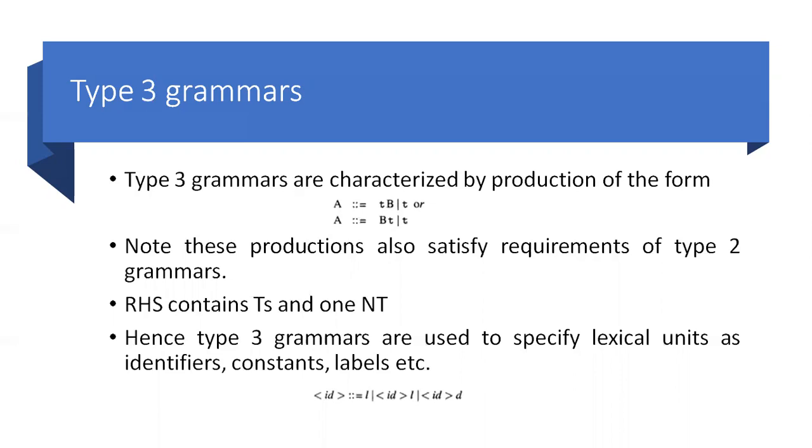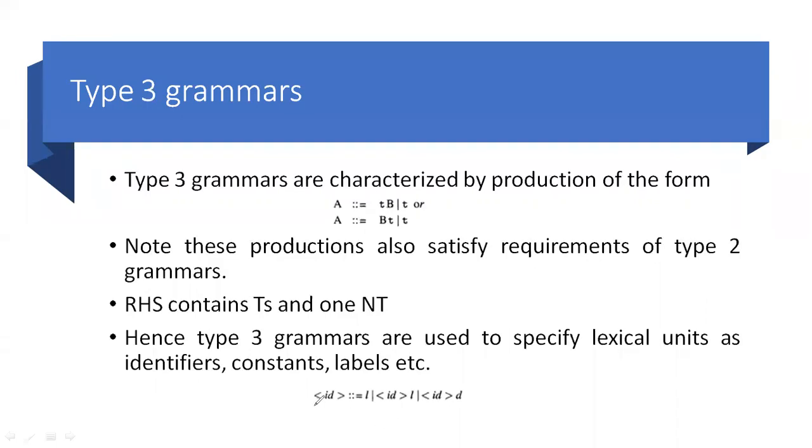Terminal is T and B is non-terminal. Such a type of grammars are called type 3 grammars. Hence, type 3 grammars are used to specify lexical units such as identifiers or constants or labels. How come? I will annotate here.